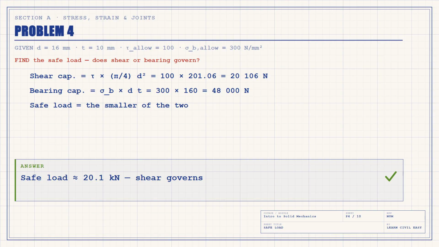Problem 4. A 16 mm rivet through a 10 mm plate with permissible shear 100 and permissible bearing 300 Newton per millimeter squared. The shear capacity is the shear stress times pi by 4 d squared, 100 times 201, about 20,100 newtons. The bearing capacity is 300 times d into t, 300 times 160, 48,000 newtons. The safe load is the smaller of the two, about 20.1 kilonewtons, so shear governs.